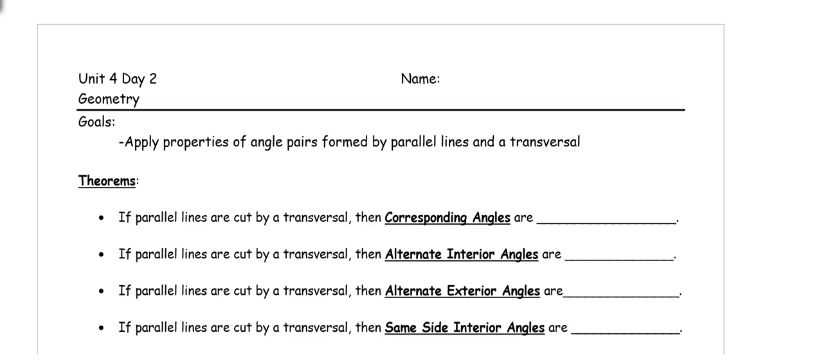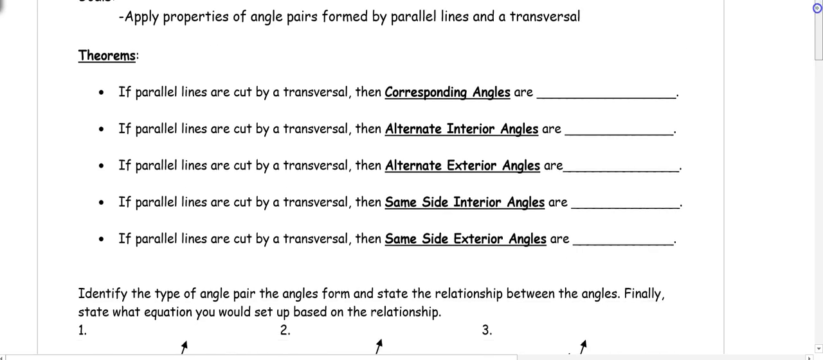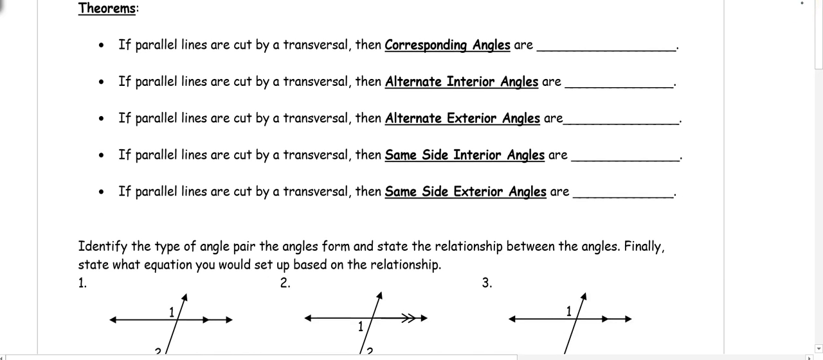This video is about applying the properties of angle pairs formed by parallel lines and a transversal. If parallel lines are cut by a transversal, then corresponding angles are congruent, which means they have the same measure. So if I have two parallel lines and a transversal, my corresponding angles are going to have the same measure.